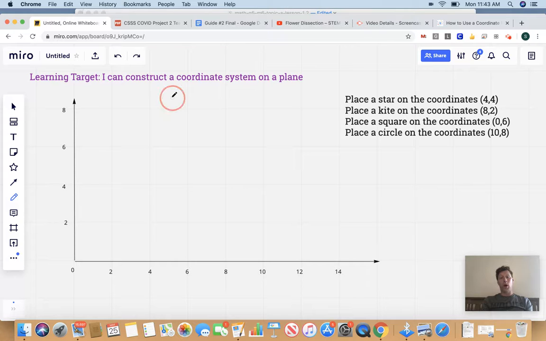So we call this in geometry quadrant 1, or I would just label it quad 1. And it's cool because we get to use Roman numerals here. So to show 1, I'm going to draw the Roman numeral 1, quad 1, quadrant 1. These are all positive values on our number line. Next year, you'll learn about negative values, and you'll construct an even bigger coordinate system, and it will include negative values. But for now, we're in quadrant 1, and we're just looking at positive values.